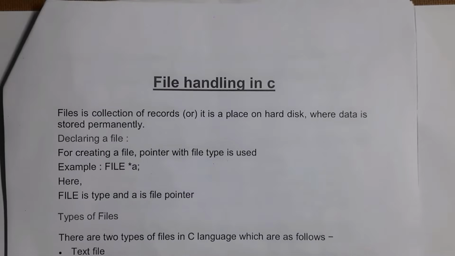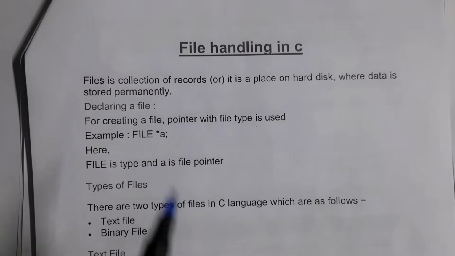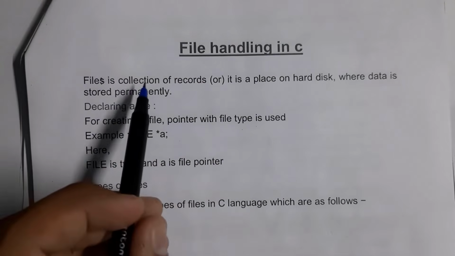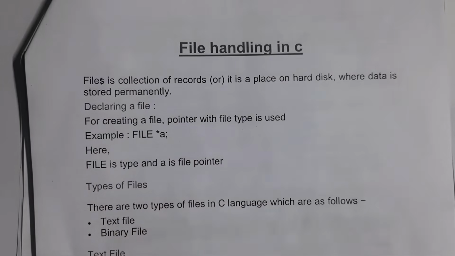Next topic is file handling in C. First, what is a file? A file is a collection of records. For example, if you consider a PDF file, it contains some text information. We call this text information a collection of records, or you can also call it a collection of related information, because we store only related information in our files, and we store files in the hard disk. Hard disk is a permanent storage device.